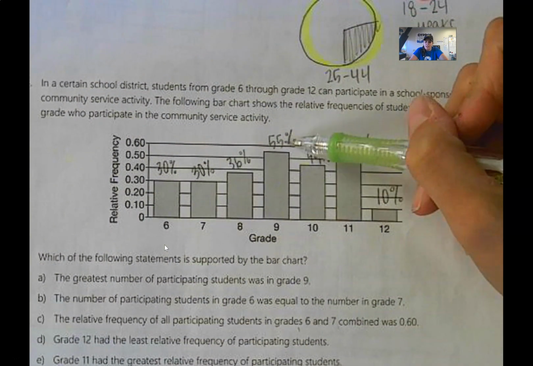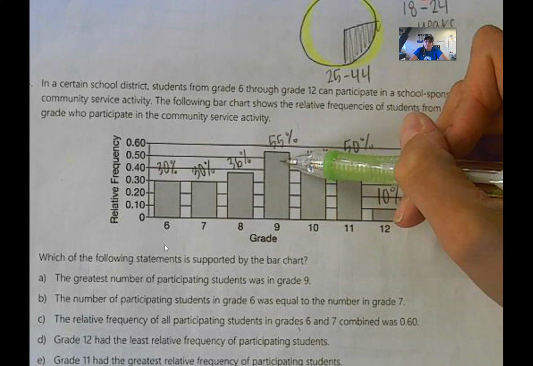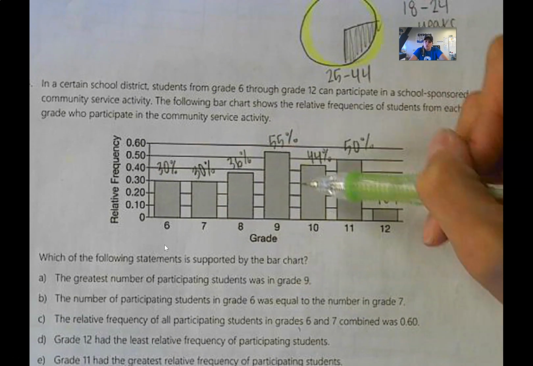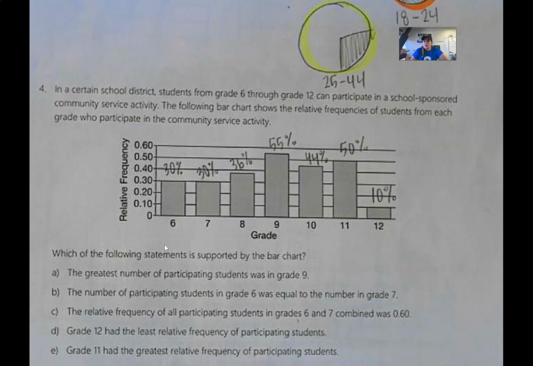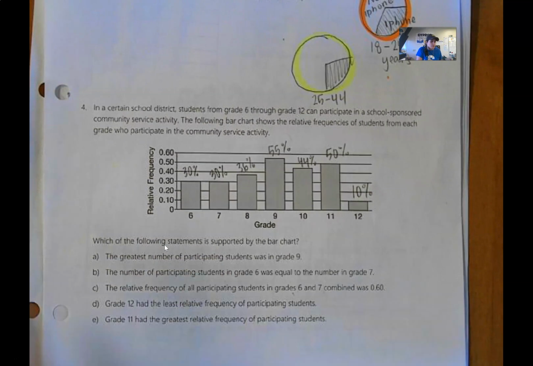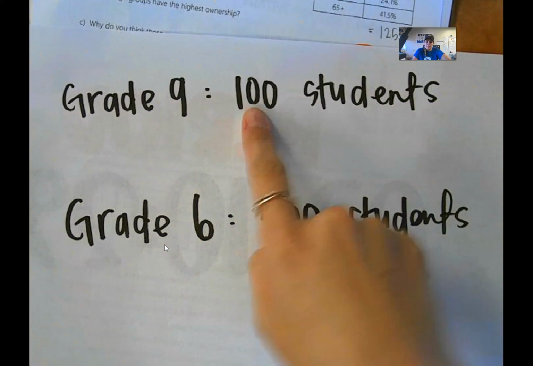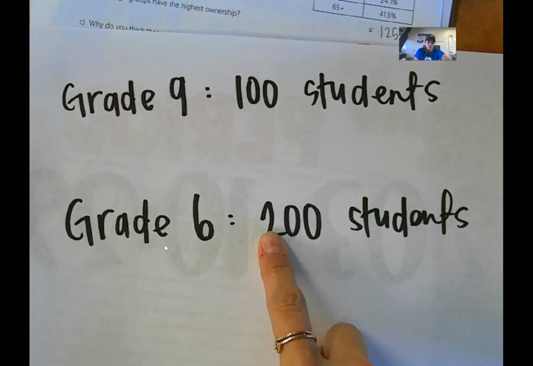I think at first read through, most people would think that that is true because 9th grade had the highest percent of students that participated. But that's just it. This is the percent of students that participated, not the number of students that participated. So let me show you why this isn't necessarily true. Let's say that in grade 9, you had 100 students, and in grade 6, you had 200 students.